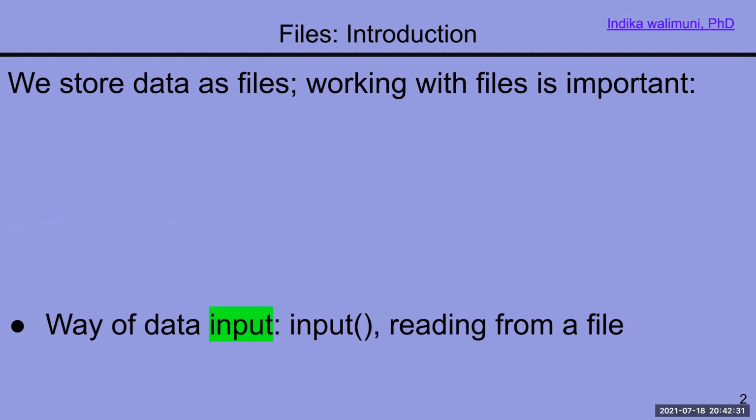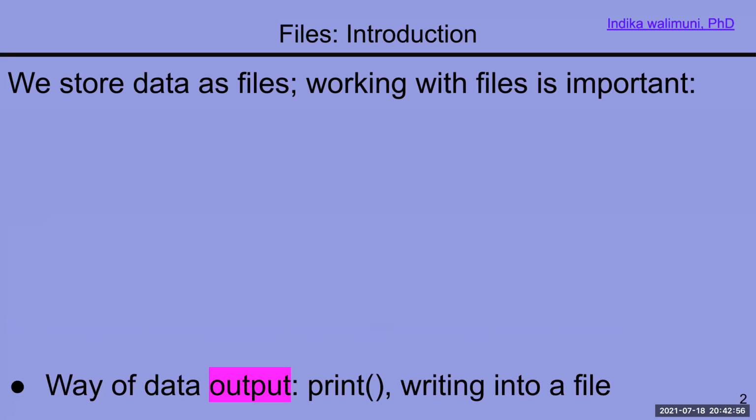Files provide a way to input data, so we'll have to read from a file. We already know the standard way of inputting through the command line, the Python prompt, where we use the input function. The other way is reading from a file. For output, the standard way is the print function. The other way of getting the output is writing into a file.